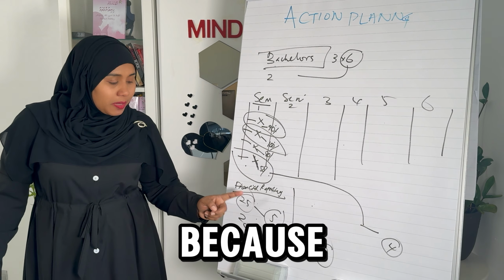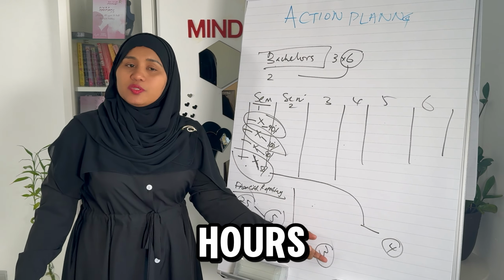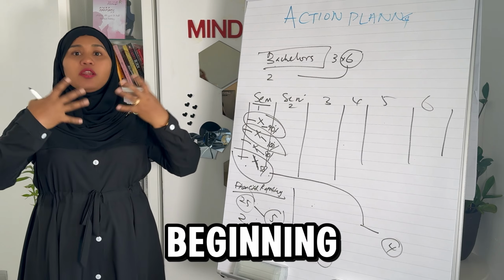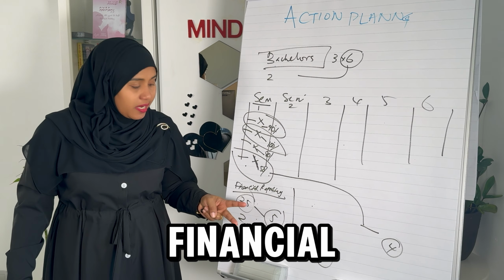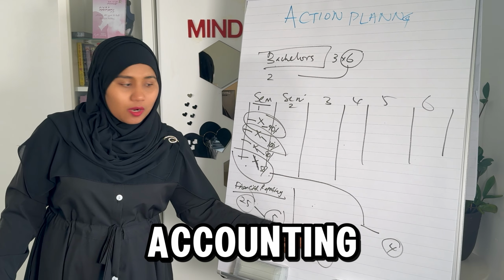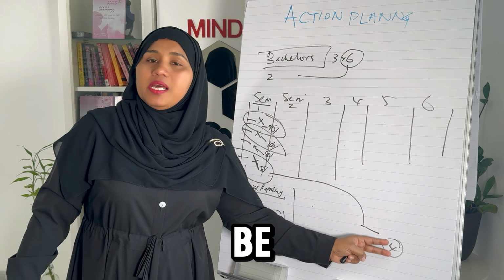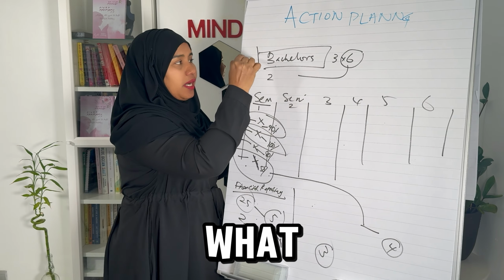But because you have identified that you will work 2 hours on this one, 3 hours on this one, and 4 hours on this one before the beginning of the week, you know, okay, maybe on a Sunday 2 hours on financial reporting, on Monday 3 hours on management accounting, but on the Tuesday and Wednesday, both days, I'll be allocating 2 hours daily for marketing. What are you going to do?